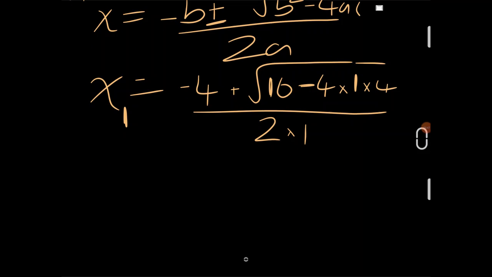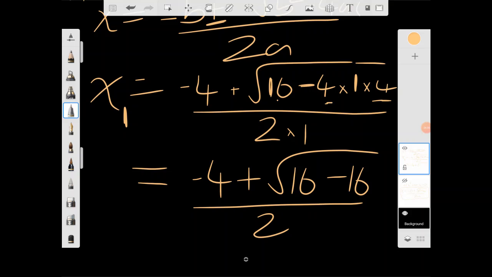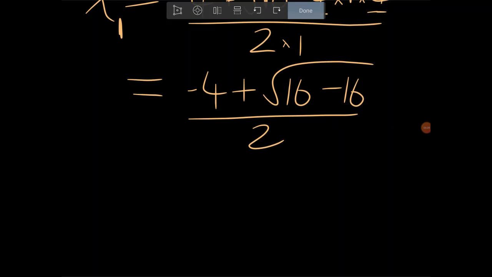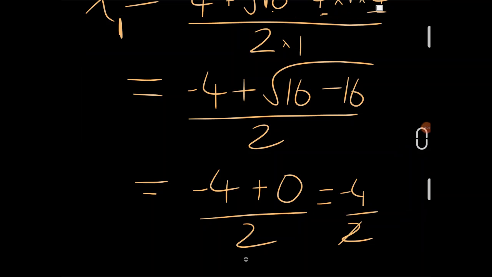So let me solve that. What I get is minus 4 plus root of 16 minus 4 into 4. 4 into 4 is 16, so 16 minus 16 is basically 0. That makes it easier. So it becomes minus 4 plus root 0, which is 0, by 2. So this is minus 4 by 2, and if I simplify it, it will become minus 2. So you see that we get the same.